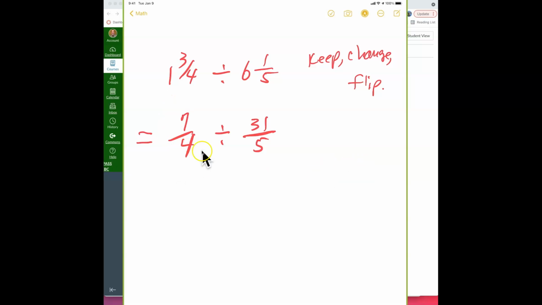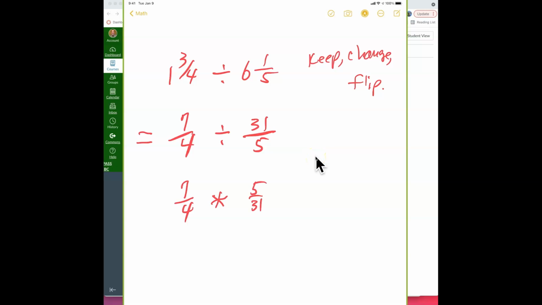So we're going to keep this fraction the same. So 7/4, it stays 7/4. We change the operation here from division to its inverse, which is multiplication. So put a little asterisk here. And I recommend an asterisk here as opposed to an X. You could also use a dot, but that may be confused with other things. So a little six-line asterisk like this should be pretty straightforward and not mistaken for any other variable or a decimal point or anything else. And then flip. So we take the inverse of this fraction, which is 5/31.